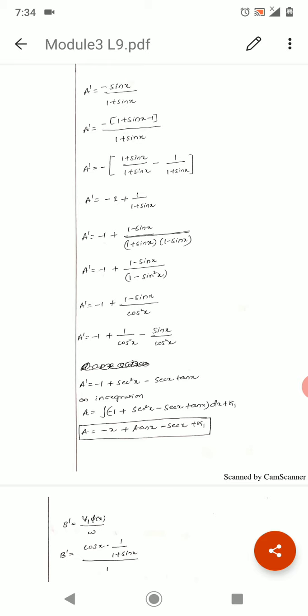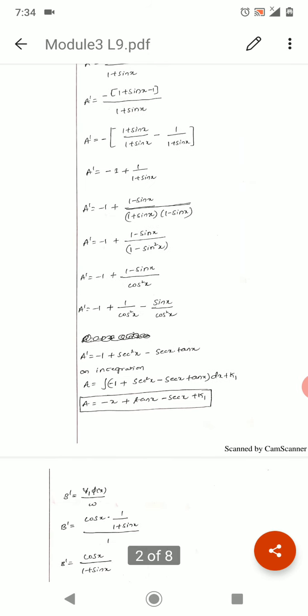So which will be A' = -1 + (1 - sin x)/[(1 + sin x)(1 - sin x)], which is in the form (a + b)(a - b), so which is equal to a² - b². Therefore that will become 1 - sin²x. Again 1 - sin²x is cos²x. Therefore A' = -1 + (1 - sin x)/cos²x, which is equal to -1 + again splitting the numerator, we get 1/cos²x - sin x/cos²x.